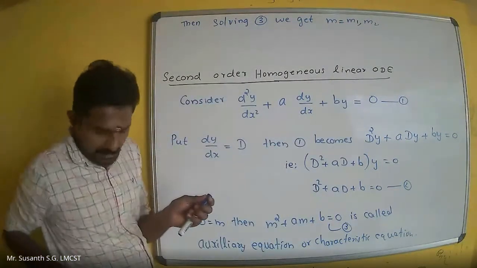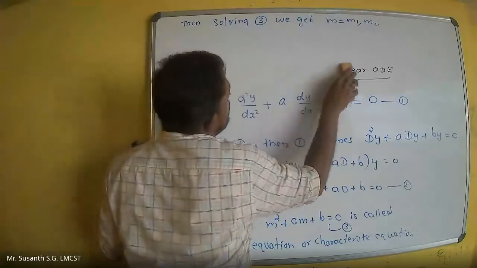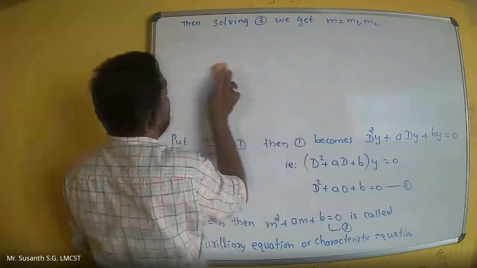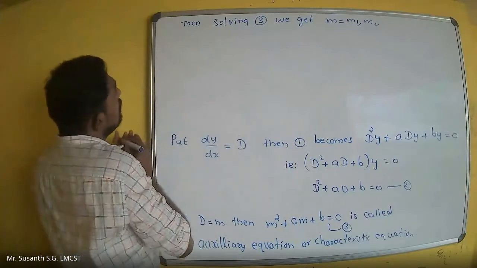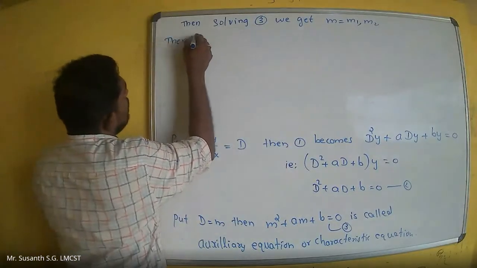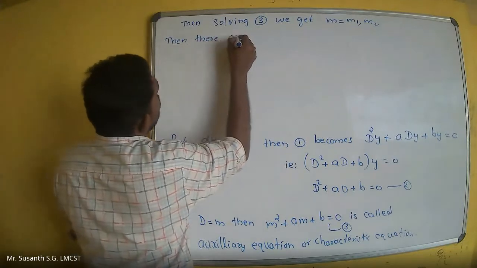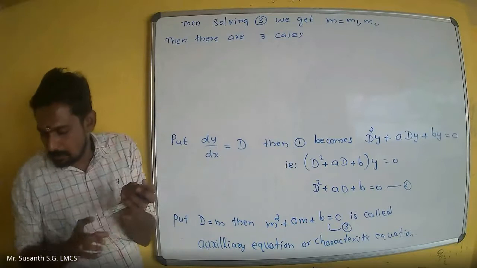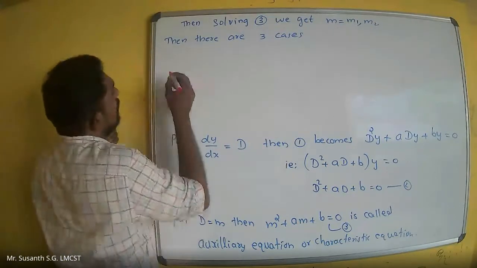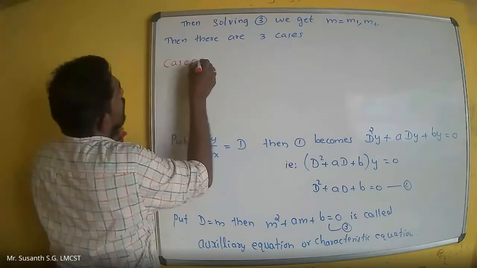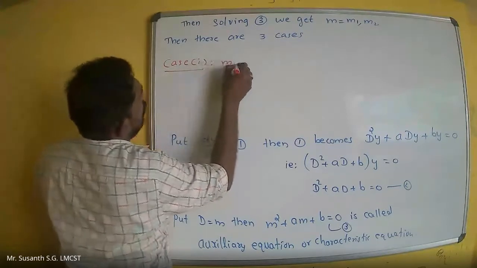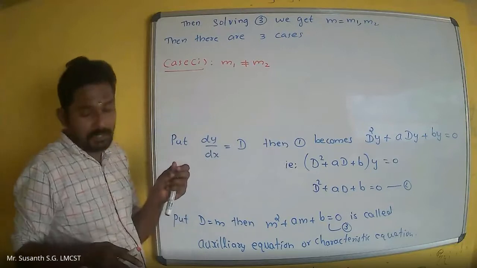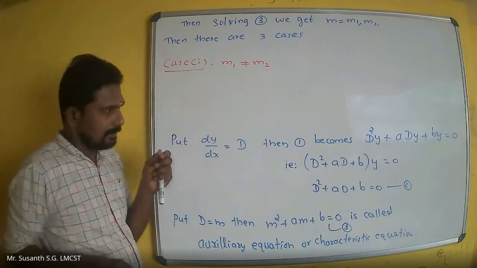There are three cases to consider. Case 1: if m1 and m2 are distinct, m1 not equal to m2, that is, m1 and m2 are real and distinct.